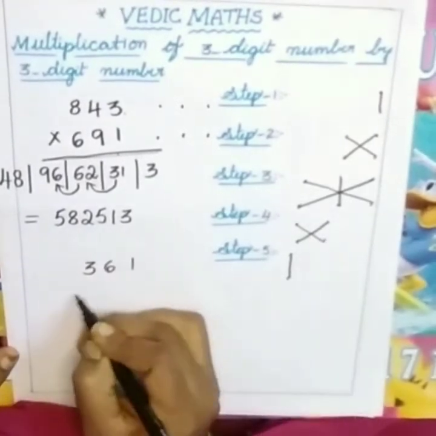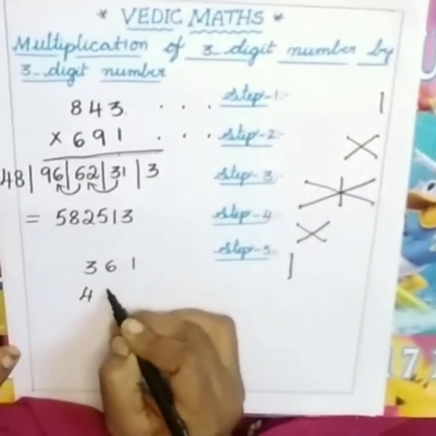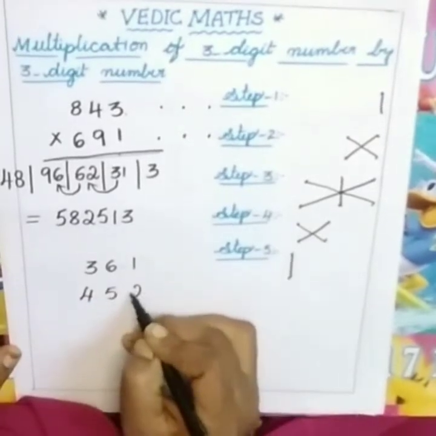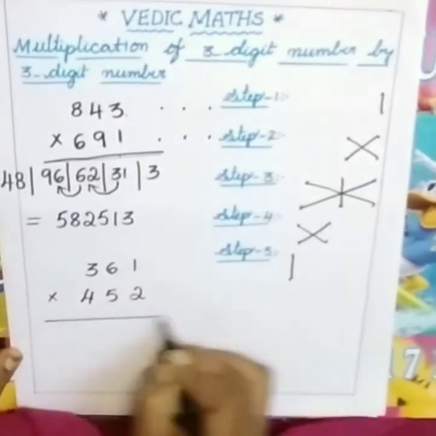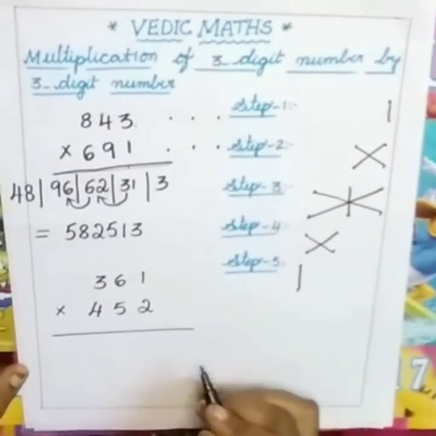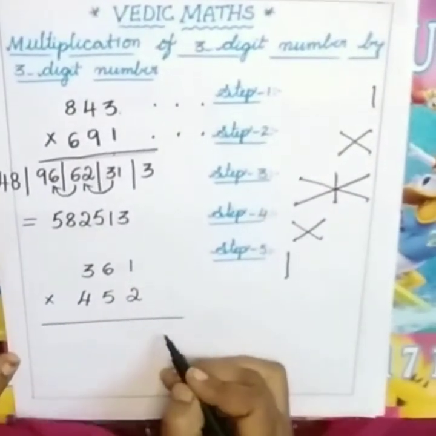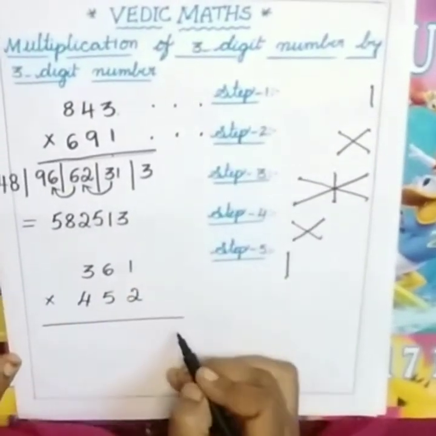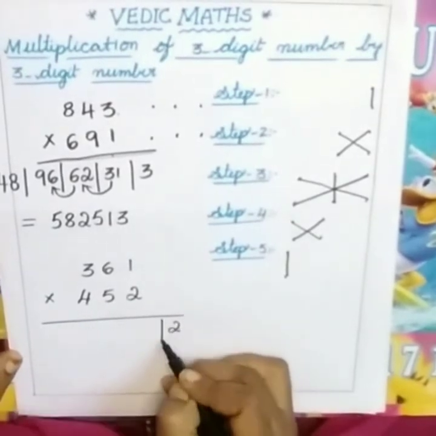361 by 452. How to multiply these numbers, I will explain now by using the balancing technique. First of all, 1 2s are 2. A little bit I will go fast. That is the first step.